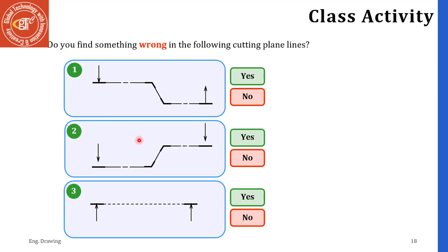In the second example, is anything wrong? And the answer is yes. The reason is the gap between the arrowhead and the sectioning lines. In the third example, did you find anything wrong? The answer is again yes. Here the stitch line is used rather than the chain line.